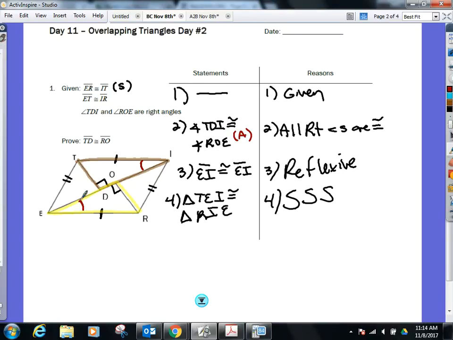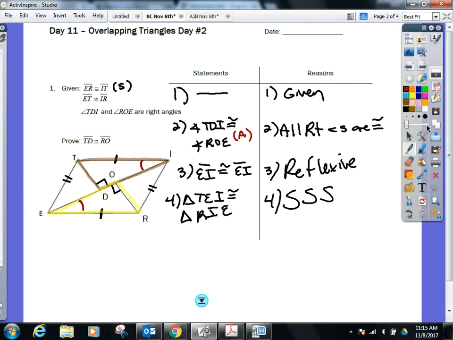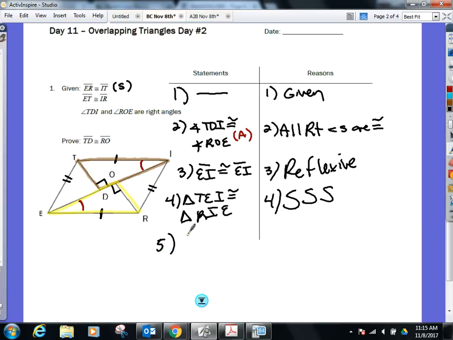My question is, why are they congruent, though? What makes those angles at step 5 congruent? And they're not alternate. We already went over that with Emily. They're not alternate interior, so I can't say that. So why is angle TIE congruent to angle REI? How do I know they're congruent?